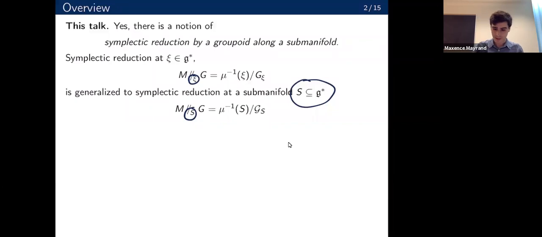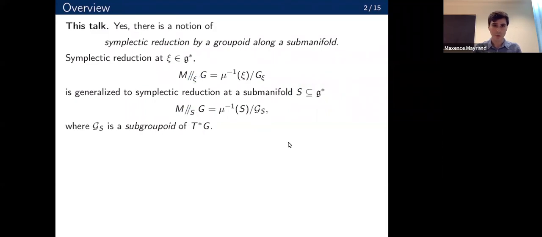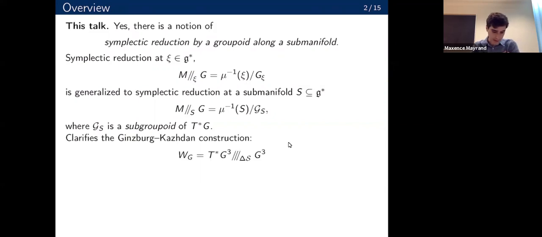And the difference here is that the thing which stabilizes ξ is now generalized to something which is no longer a group, but a subgroupoid of the cotangent groupoid associated with G. So we'll review this notion of groupoids and symplectic groupoids. The important bit here is that it's not necessarily a group, it's a groupoid. And this helps us clarify the Ginzburg and Kazhdan construction, because now it can be viewed simply as a reduction of the cotangent bundle of G cubed by G cubed, where G cubed acts by right translations along a certain submanifold, which is the diagonal embedding of a Slodowy slice. So we'll explain that later in the talk.